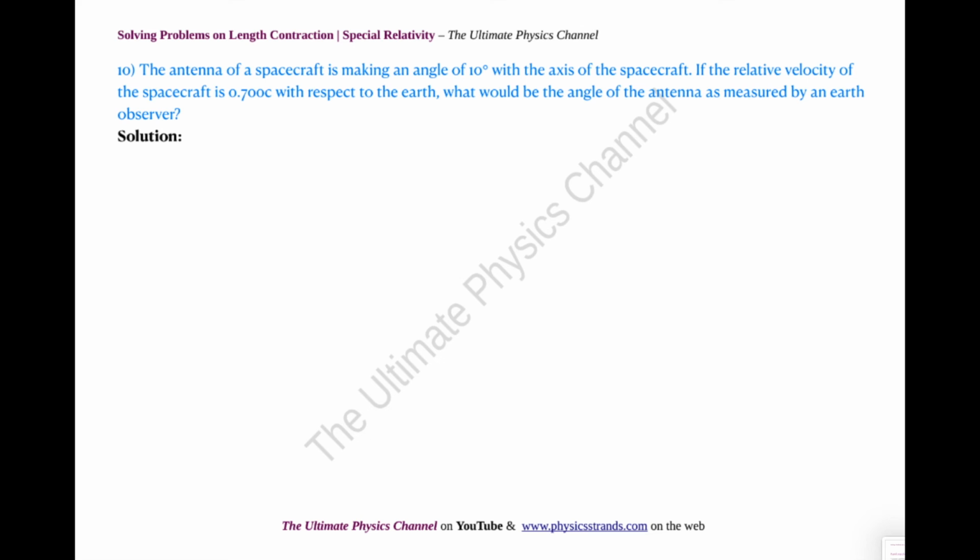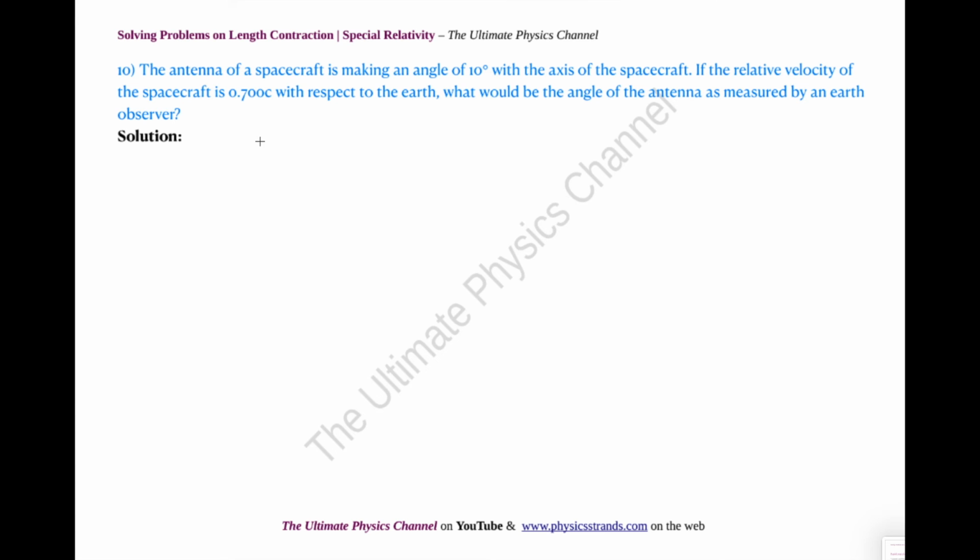Let us move on to the 10th problem. The antenna of a spacecraft is making an angle of 10 degrees with the axis of the spacecraft. If the relative velocity of the spacecraft is 0.700 c with respect to the Earth, what would be the angle of the antenna as measured by an Earth observer?